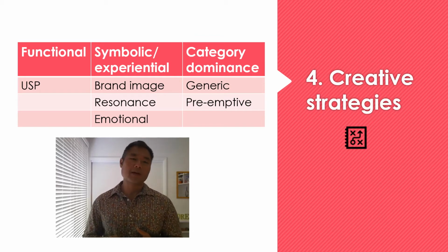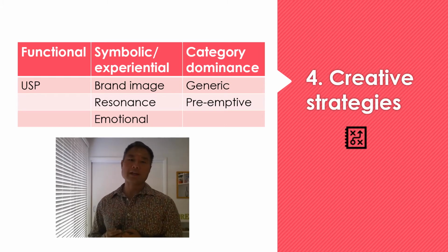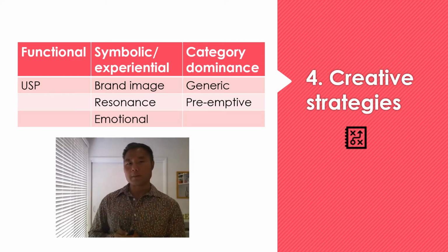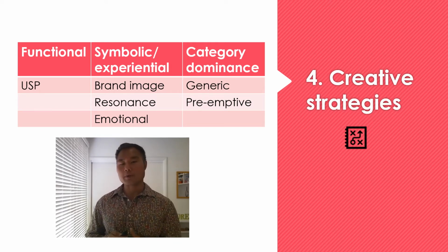So the 6 main types of creative strategies are seen here. They fall under 3 broad orientations, or 3 angles as I like to call them. So the first angle is a functional angle, and within that you have the creative strategy of a USP, that's a unique selling proposition. Then the second broad category is symbolic and experiential approaches to creative strategies, and within that you have 3 different sub-strategies of brand image, resonance, and emotional strategies. And then the final orientation is category dominance. And within that you have 2 specific types of sub-creative strategies of a generic strategy and a preemptive strategy.